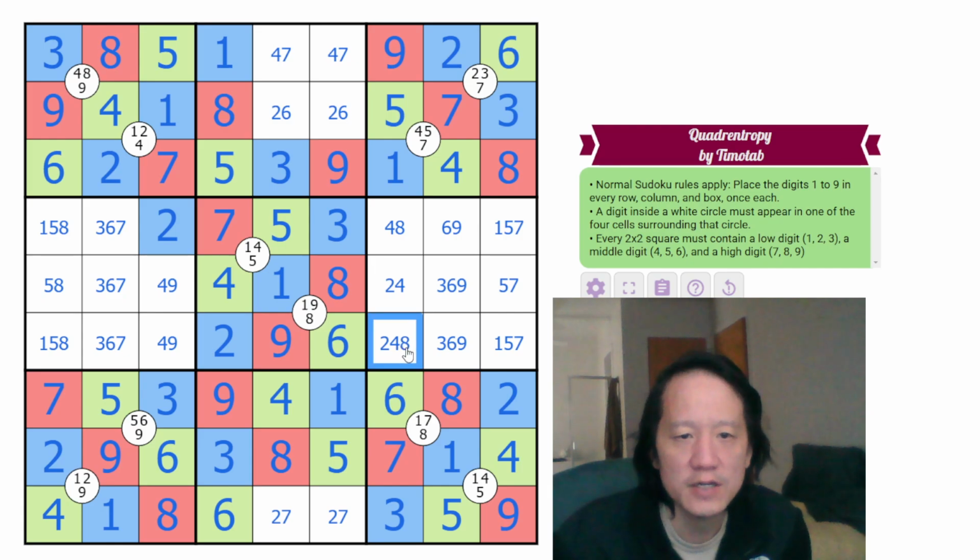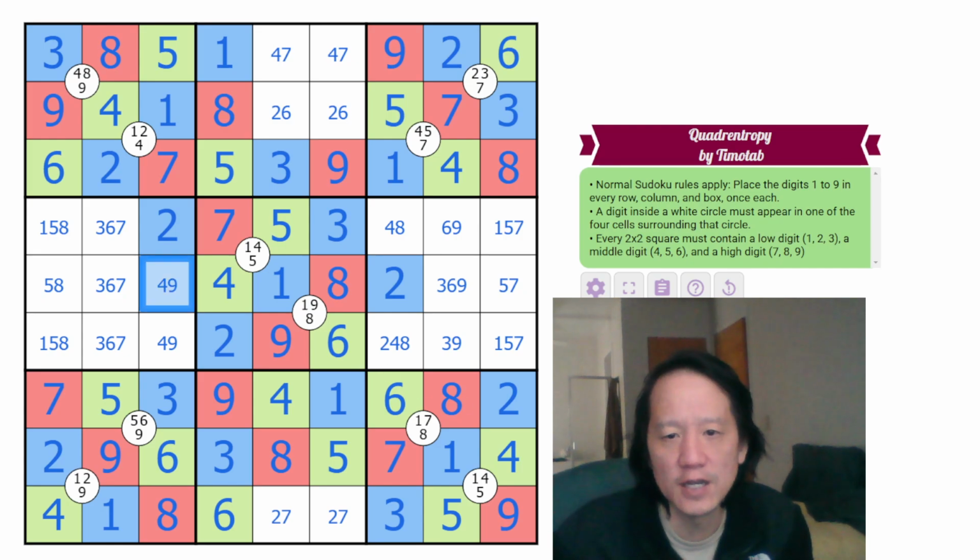This can't be 6. And this can't be 6. And this can't be 4 also because of that 4. So this must be a 2, which makes this a low. This can't be a 4 because of that 4. So this is 9 and therefore high, which makes that a 4 and a middle.